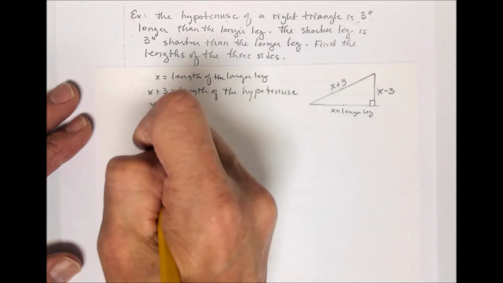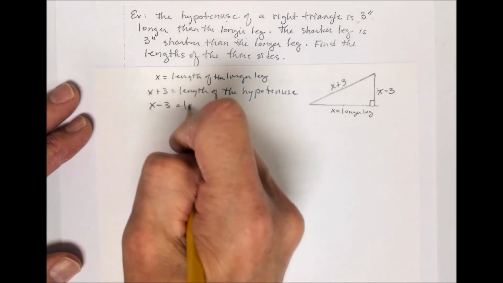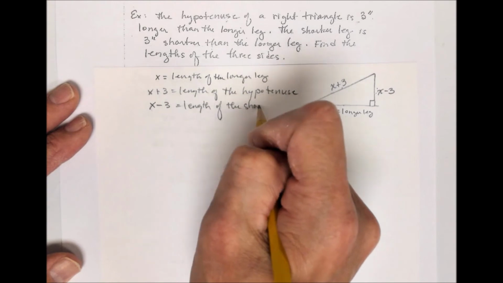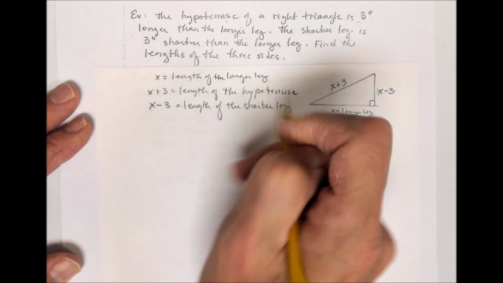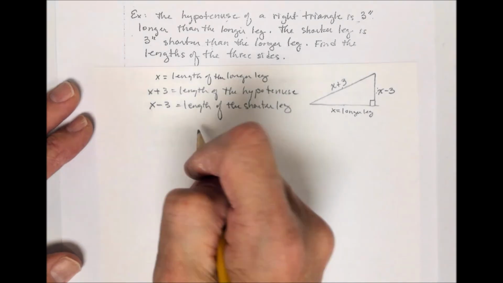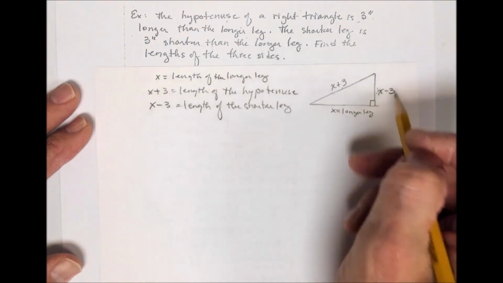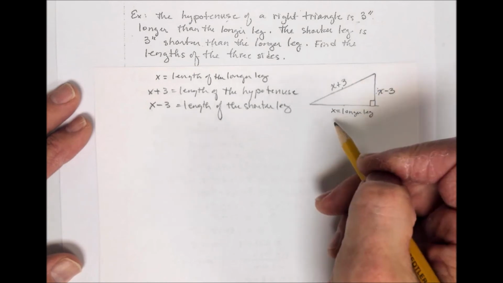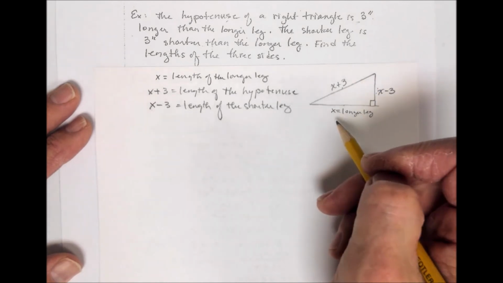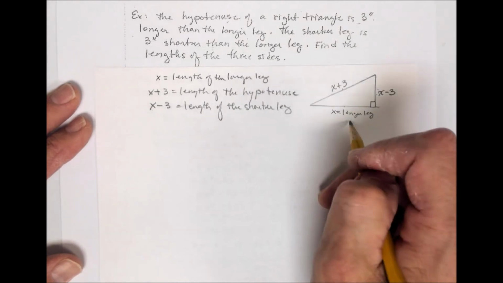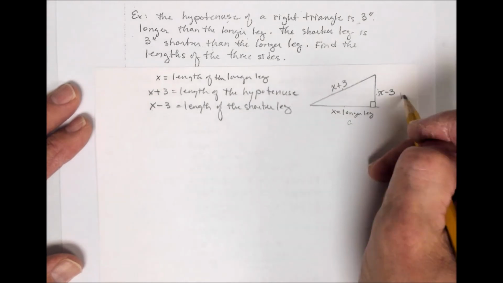And I'm going to let x minus 3 be the length of the shorter leg. Okay, well, this is where the Pythagorean theorem comes into play, because you can use the Pythagorean theorem, which talks about the relationship of the 3 sides. Remember, a squared plus b squared equals c squared, c being the hypotenuse, so you could say this is your a, and this is your b, and this is your c.